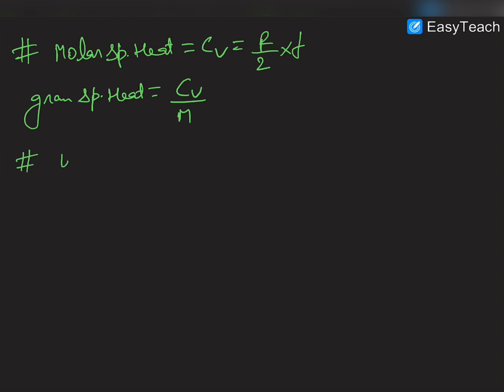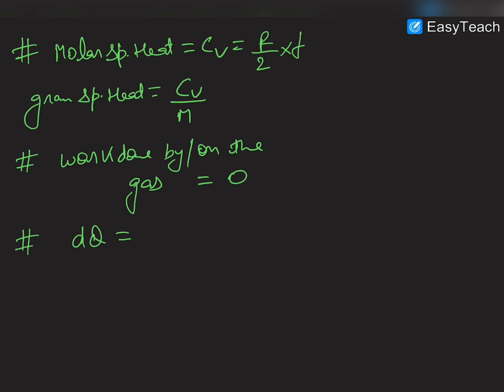Now the work done by or on the gas in an isochoric process is 0, because delta V is 0. So there is no work done by the gas or on the gas. And if we write down the heat supplied, all the heat supplied to the gas goes into increasing the internal kinetic energy of the gas, but this is for real gases.